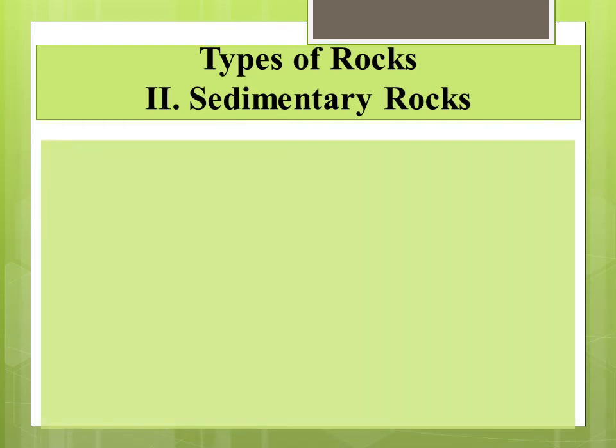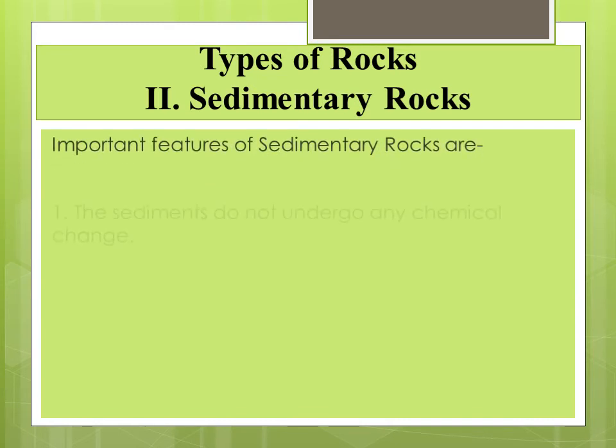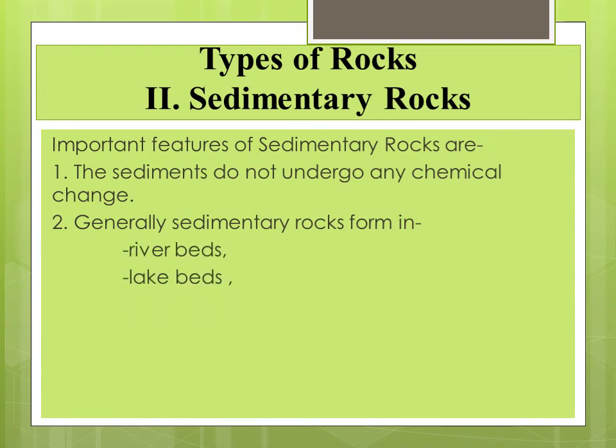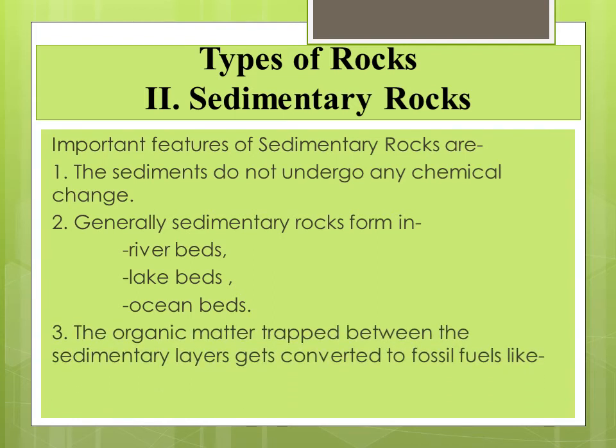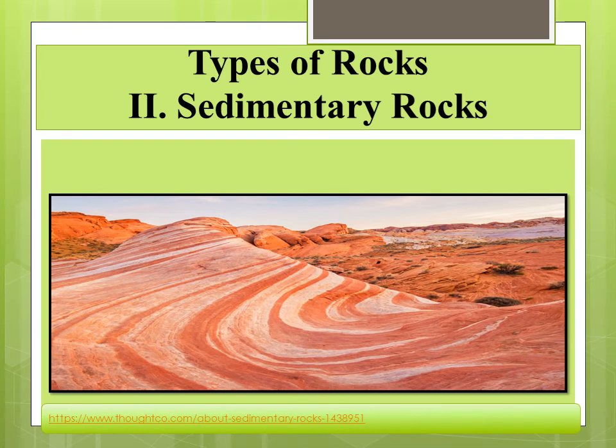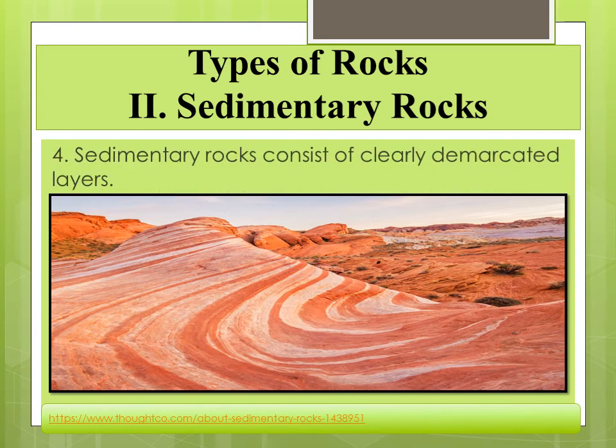Important features of sedimentary rocks are number 1, the sediments do not undergo any chemical change. Number 2, generally sedimentary rocks are formed in river beds, lake beds and ocean beds. Beds means talhati. The organic matter trapped between the sedimentary layers gets converted to fossil fuels like petroleum and natural gas. Sedimentary rocks consist of clearly demarcated layers, as you can see the layers clearly in the picture.